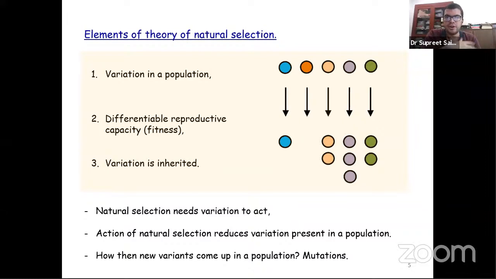All individuals cannot be identical. If they are identical, then we cannot have natural selection acting on it. And these different colors here represent individuals with different capacities. We can think of this as bacteria with different morphologies, some difference in one of the aspects of their physiology.